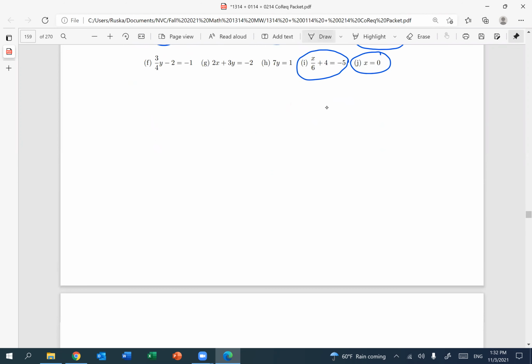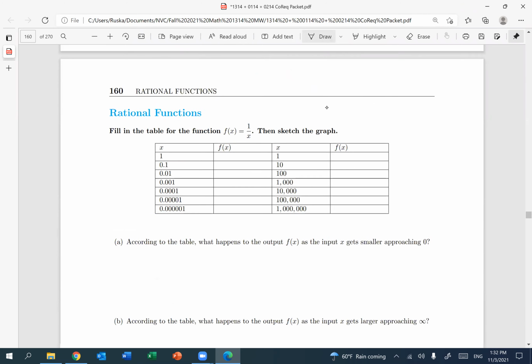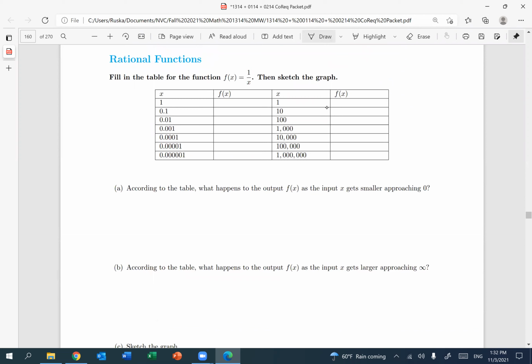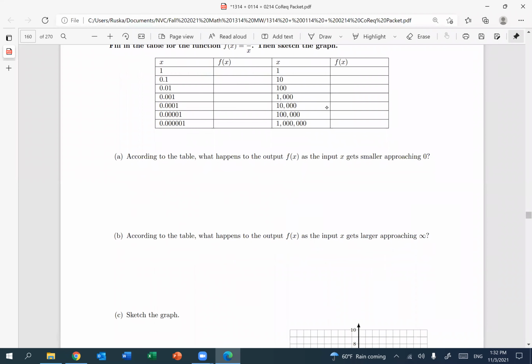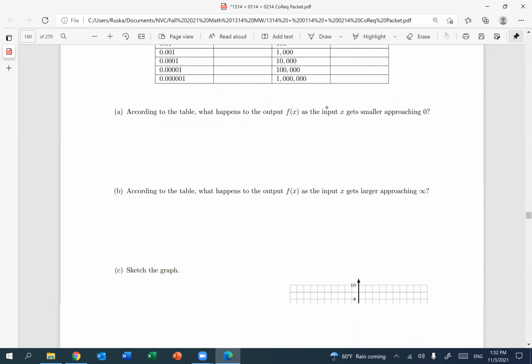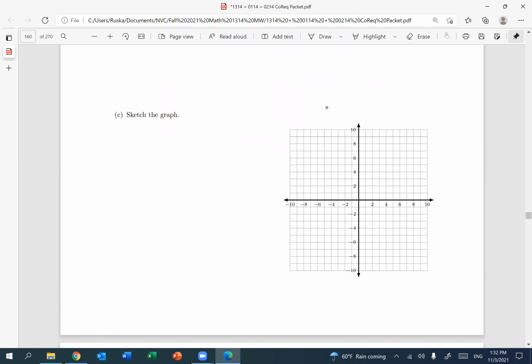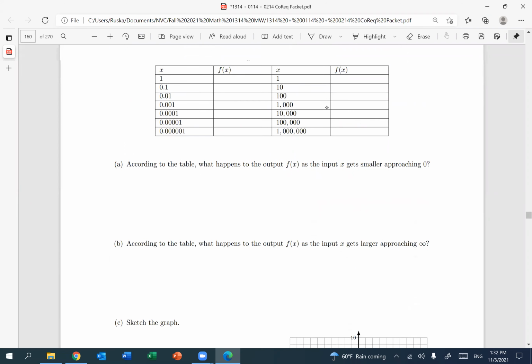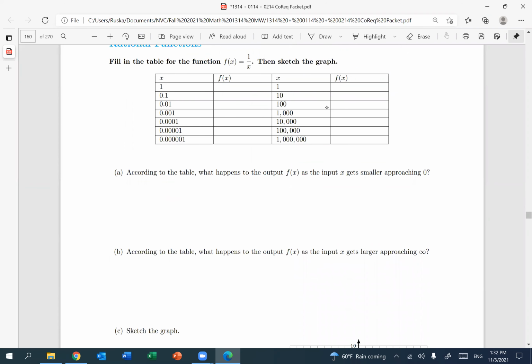Okay, so rational function. We're going to start with the graph of 1 over x, which is the easiest one. 1 over x, pretty much you divide it. 1 divided by x. And here we have to fill out this table to see how it is. According to the table, what happens to the output if the input gets smaller? Okay, so here we're going to talk about infinity pretty much. So let's go over this first. So the function is 1 over x.